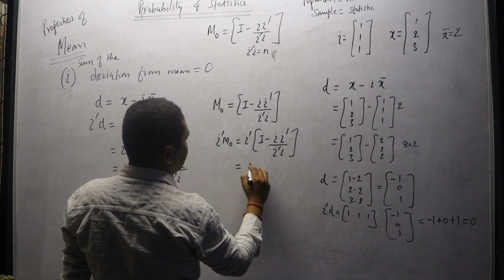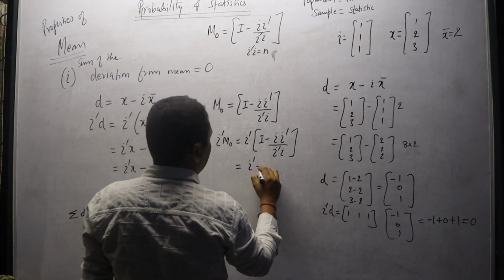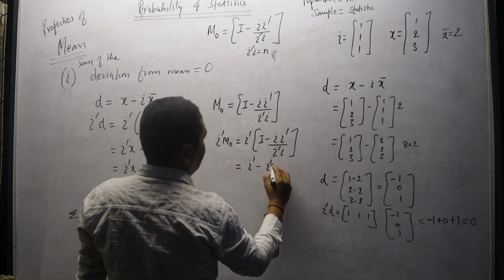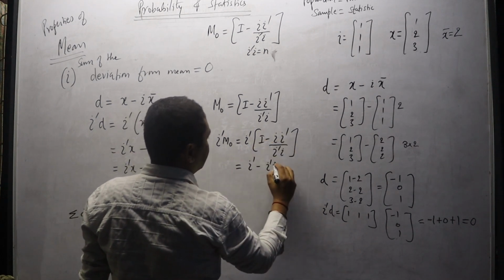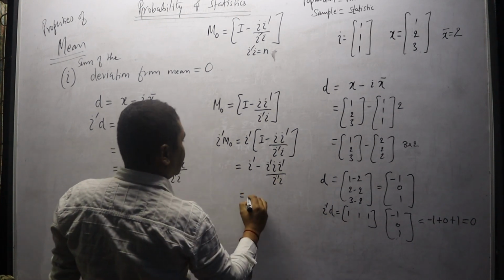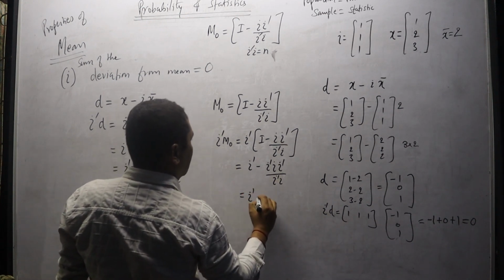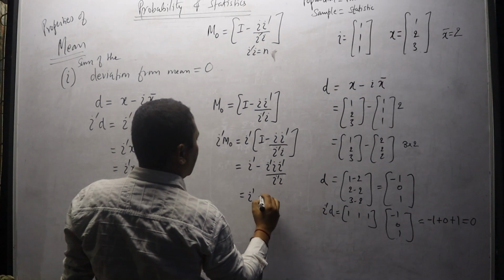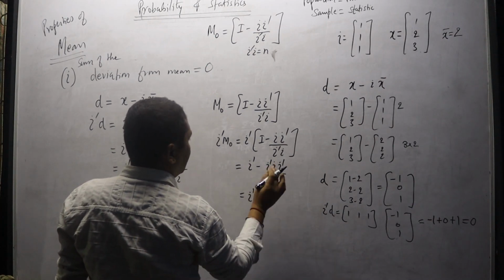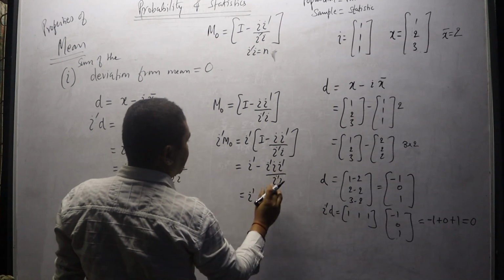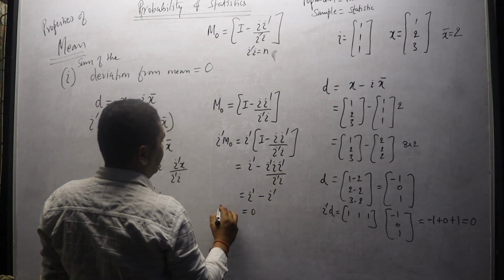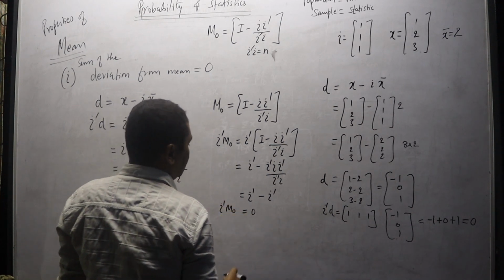When we operate it, we get I transpose minus I transpose I. If you look at this, this part and this part are the same, so we can cancel them out, and we are left with I transpose, which equals 0. Therefore, I transpose M0 is equal to 0.